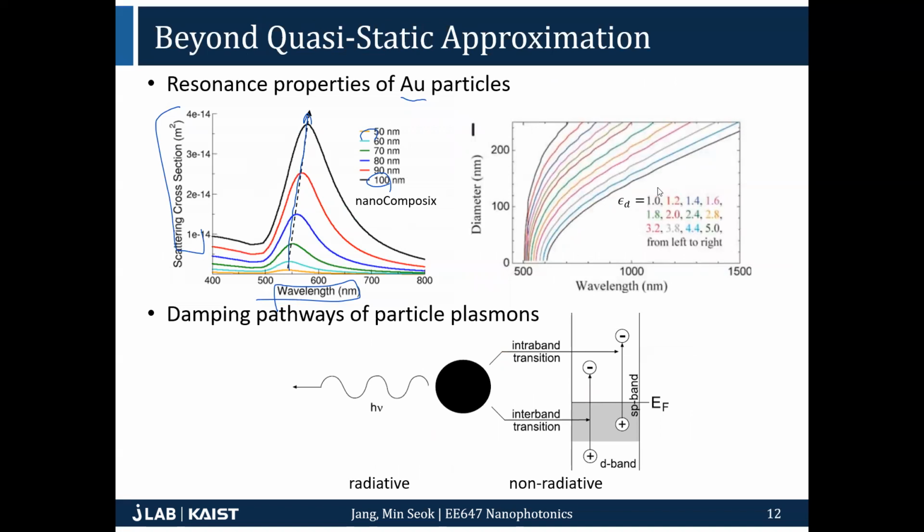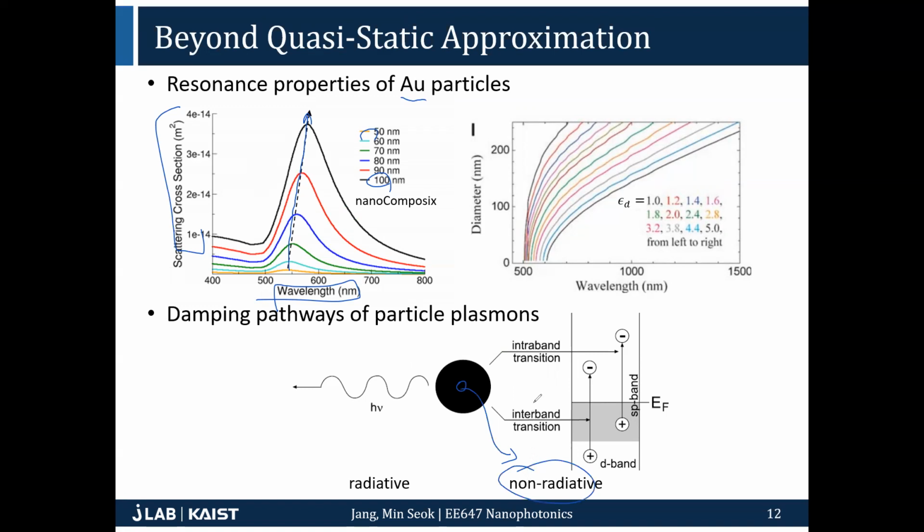Okay, and here it's the same plot. The position of the resonance goes to longer wavelengths as the diameter of the particle becomes larger. So it's just a redshift as your particle becomes large. And then I said that the particle loses energy in two ways. Originally we only took into account the effect of non-radiative energy loss.